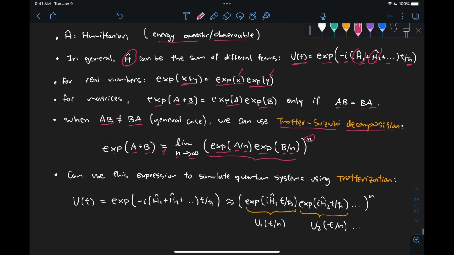Given this U of t, the exponential of the sum of some Hamiltonians, we can do the exact same thing we did above, but for these Hamiltonians. So we have now the exponential of H1, H2, and so on, and then we repeat that n times. That's the same as applying a unitary U1 of t divided by n, U2 of t divided by n, and then we repeat that n times. If n is finite, then this is not going to be an equality, but it's going to be approximately equal. And as we increase that number n, we get closer and closer to the unitary.